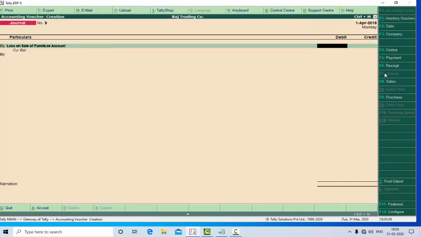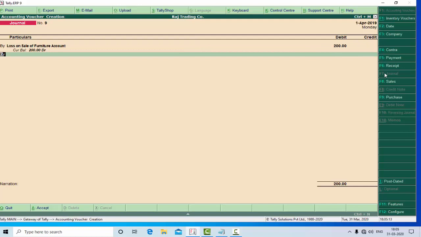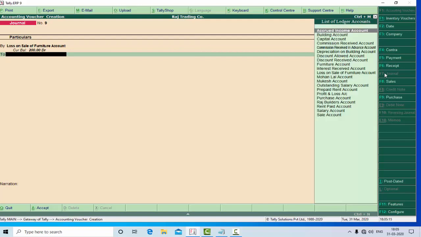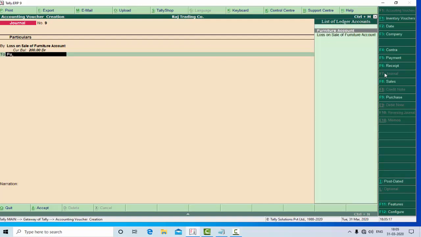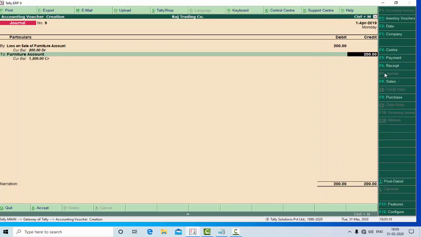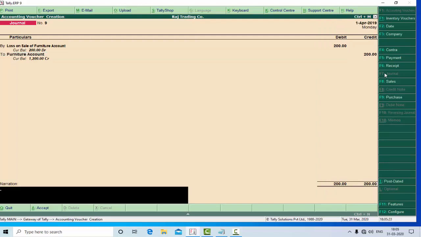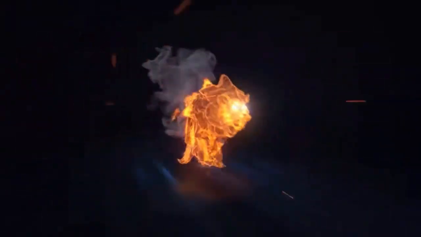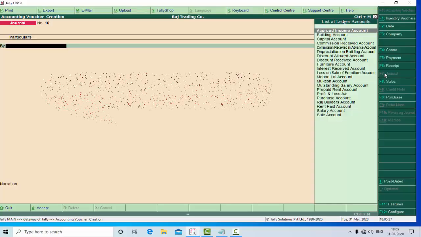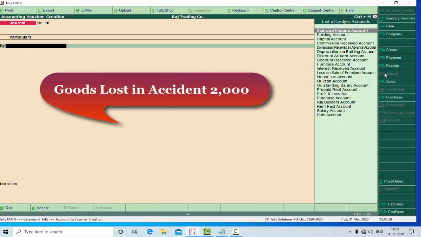So I think you understand, and the amount will be 200 recorded in this account, and credit the furniture account or any asset which is sold by us, and loss on sale of asset, that asset will be credited, and narration you can type yourself. I think you understand. Next entry is goods loss in accident 2000.